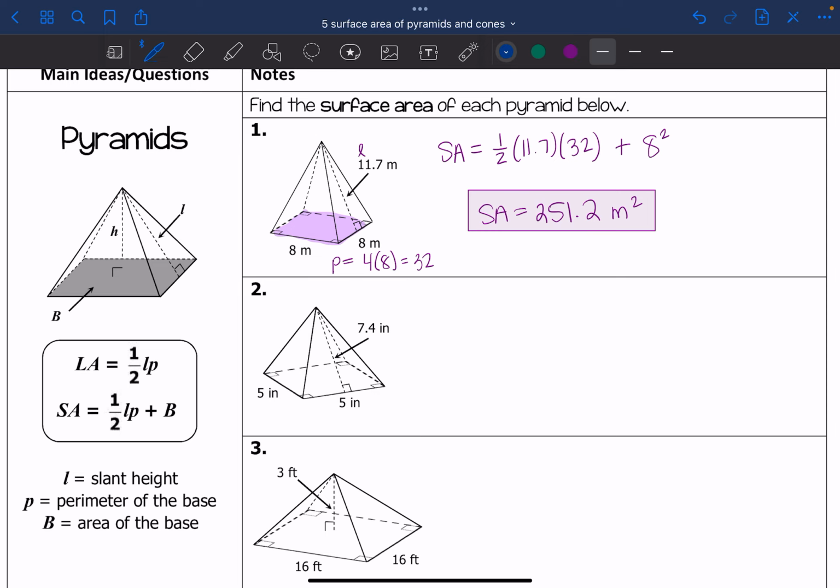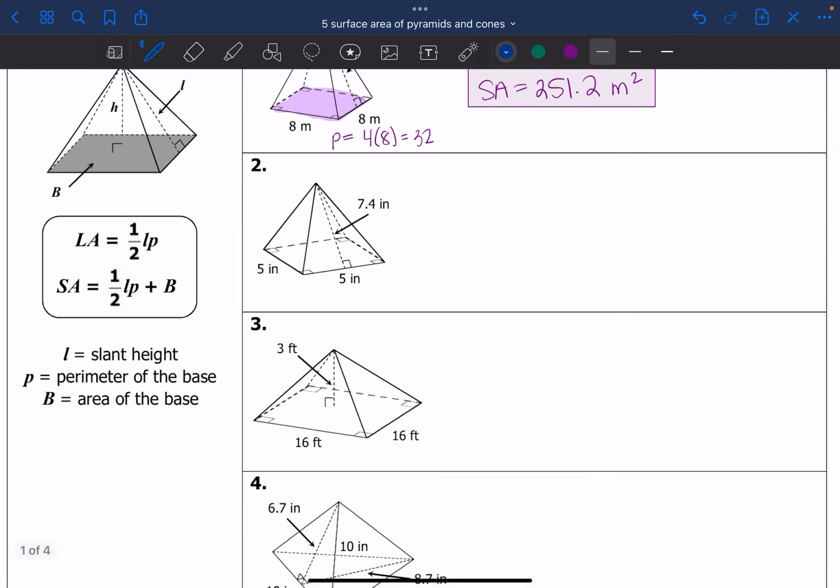Okay, let's try the next one. Also a square pyramid. The bottom is a square. So let's highlight that so we can see it better. So let's start off our surface area formula with the lateral area. L is going to be our 7.4. See how it's that dotted line that's the height of the side. I also need P. I need the perimeter of the base. There's 4 sides and they're all 5. So our perimeter is going to be 20.